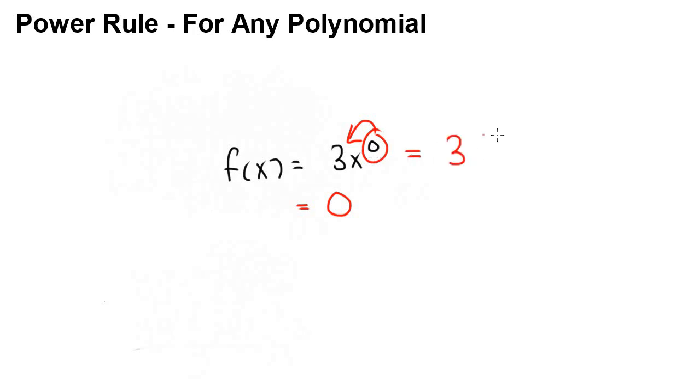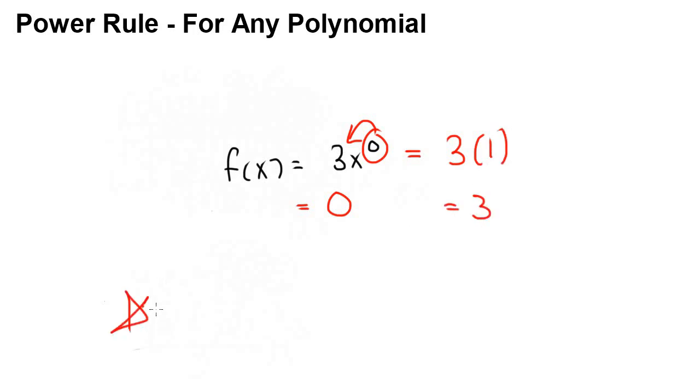Let's say you have a function something like this. F of x is equal to 3x to the 0. Well, by the power rule, it'd be pretty simple. You take the 0, multiply it with the 3, and you get 0. What is x to the 0? X to the 0 is really just 1. So we can think about this as 3 times 1, or basically, just a constant.